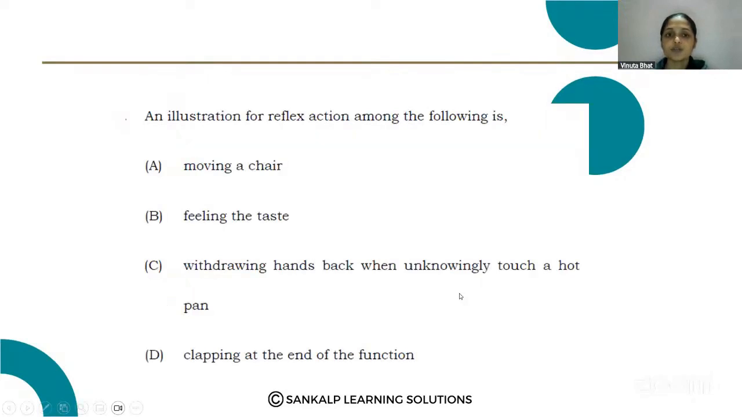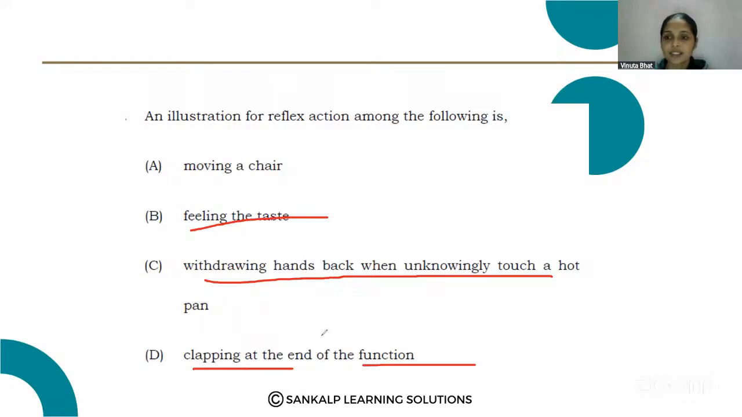Then an illustration for reflex action among the following: which of the following is the reflex action? Moving a chair, feeling the taste, withdrawing the hands back when unknowingly touching the hot pan, clapping at the end of the function. Which one of the following is the reflex action?